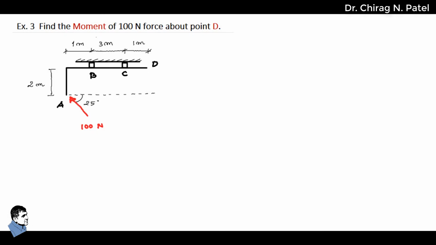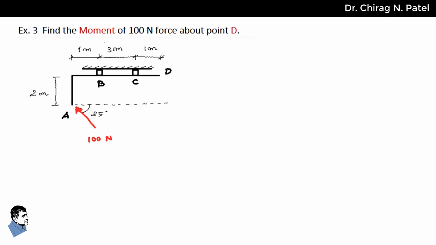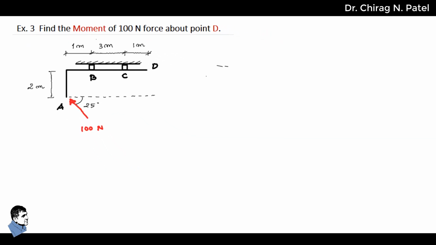Now let us calculate example number 3. Here the question is to find the moment of the 100 Newton force about point D. So D is the pivot point and the force of 100 Newton is available at point A. Here we solve this example by finding the perpendicular distance. Again we start with this horizontal line available at point A, parallel to the BC line. We first draw a vertical line from D, and we also extend the line of the 100 Newton force.